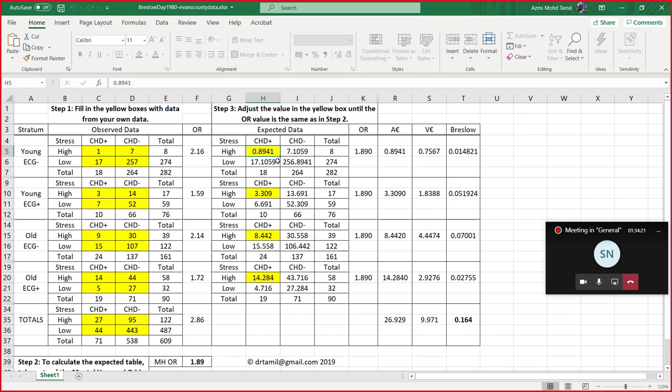Okay, so now you see here, I change this one to become 0. This one is no longer 1.89. It becomes 1.88. So this one, I just add the value of 1.